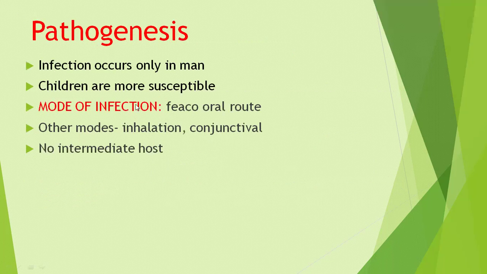Next, pathogenesis. And see, the infection occurs only in man. Here, there is no intermediate host. So there is no animal reservoir. So the infection occurs only in human beings. And children are more susceptible to this infection.